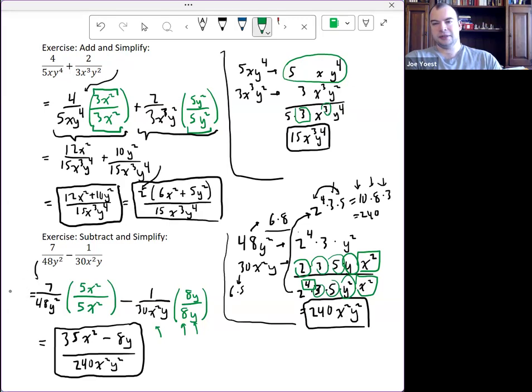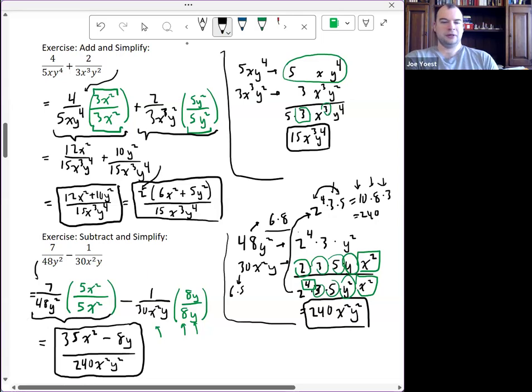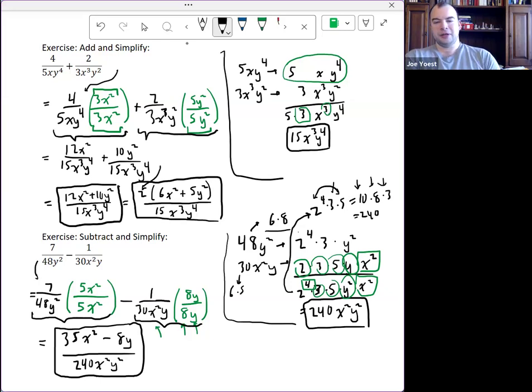Now multiplying my first product together across the top gives me 7 times 5 is 35x squared over the common denominator. I did this in kind of one line here, minus, for my second product, I have 1 times 8y is just 8y over my common denominator. So I end up with 35x squared minus 8y, all divided by 240x squared y squared.